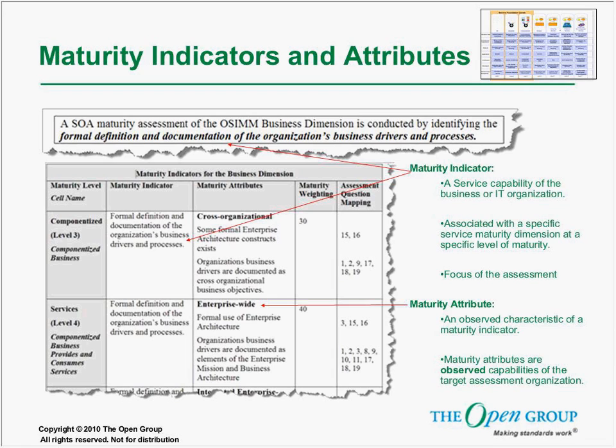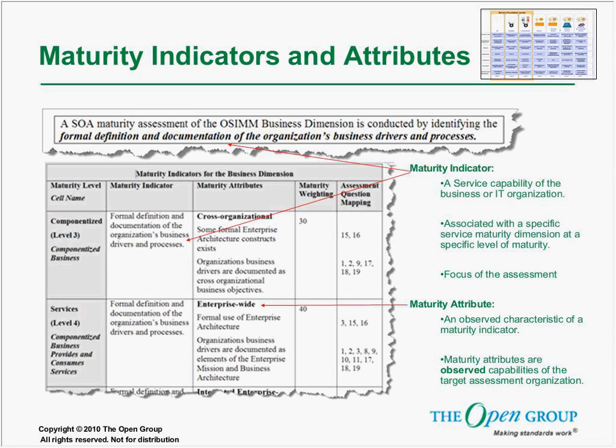A little bit about maturity indicators and attributes. In the model itself, you have many different indicators. They're like guideposts that help you understand, by level, what elements of maturity are necessary for us to achieve that particular level of SOA maturity for that dimension. So in this case, I'm showing maturity indicators for the business dimension, and the componentized or level 3 business maturity indicator in the model is formal definition and documentation of the organization's business drivers and processes.